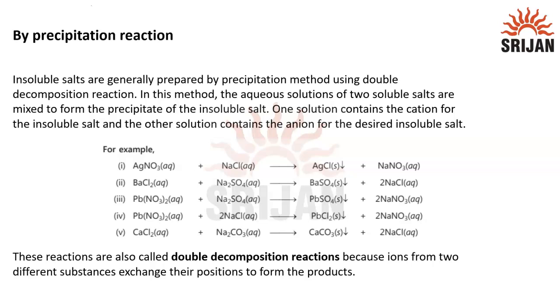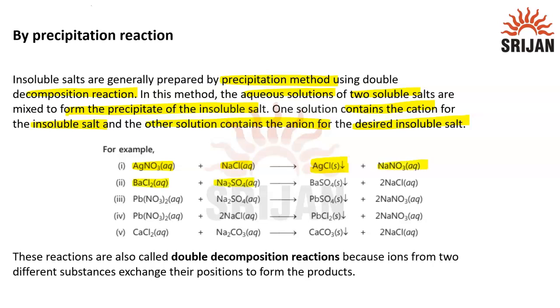Insoluble salts are generally prepared by the precipitation method using double decomposition reaction. In this method, the aqueous solutions of two soluble salts are mixed to form the precipitate of the insoluble salt. One solution contains the cation for the desired insoluble salt and the other solution contains the anion. For example, AgNO3 and NaCl, both soluble salts, form an insoluble salt which is AgCl, and one soluble salt is formed, which is sodium nitrate.